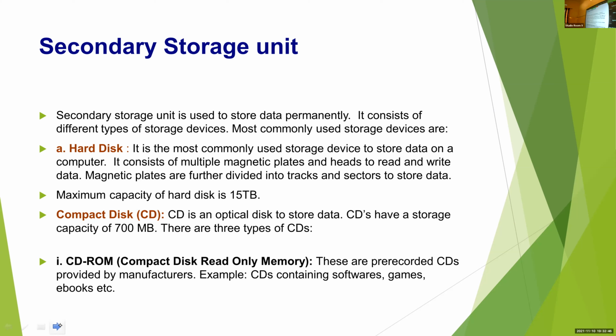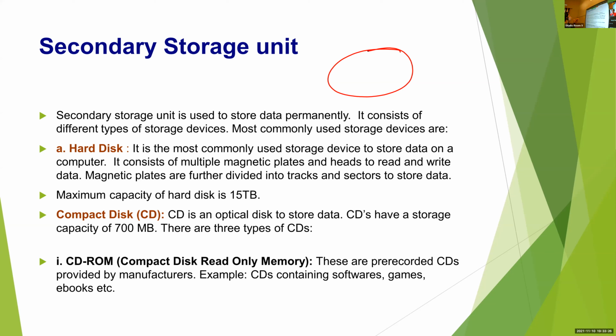Secondary storage unit is used to store data permanently. It consists of different types. You already know about different types of secondary storage units. First one is hard disk. Hard disk is the most commonly used storage device to store data on a computer. It consists of multiple magnetic plates. That is, a hard disk is a combination of a set of magnetic plates, just like a normal plate.